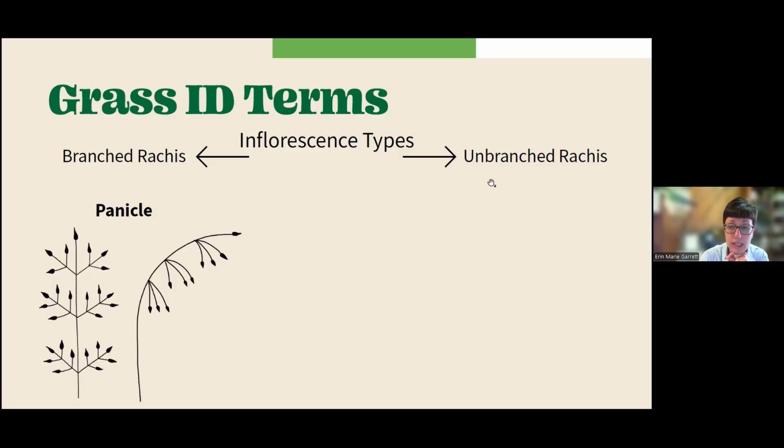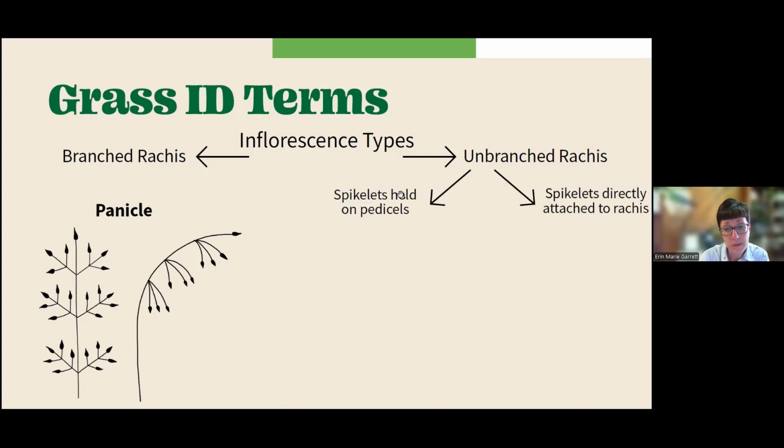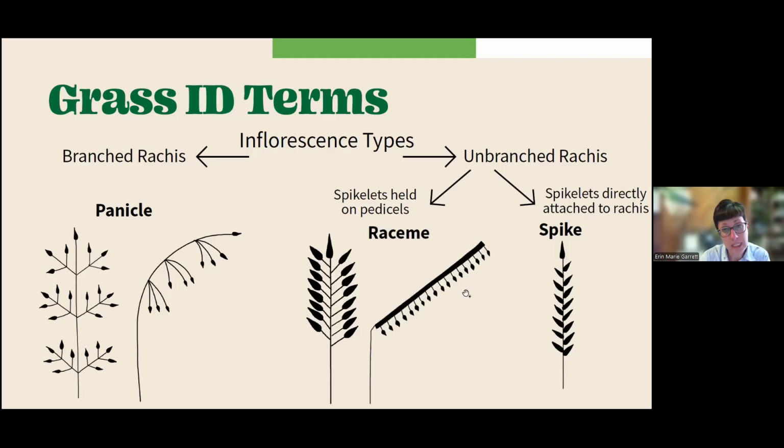If our rachis is unbranched, we can ask another paired question. Are our spikelets held on pedicels or little stalks, or are they directly attached to the rachis? If it's the latter, then it's a spike. This is maybe the most simple. A spike has all of those spikelets directly attached to that rachis or that stem of your inflorescence. If they are held on little pedicels, we call it a raceme. A raceme is kind of a catch-all category between our panicle and our spike.